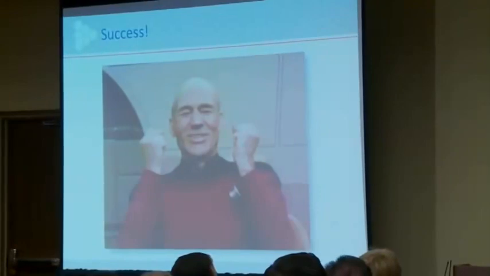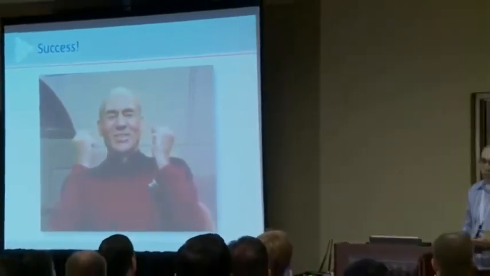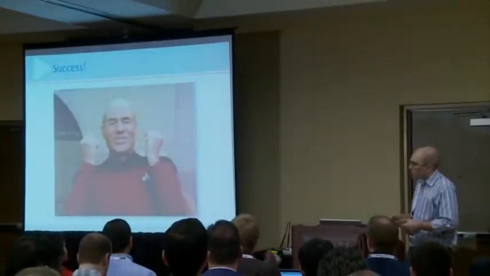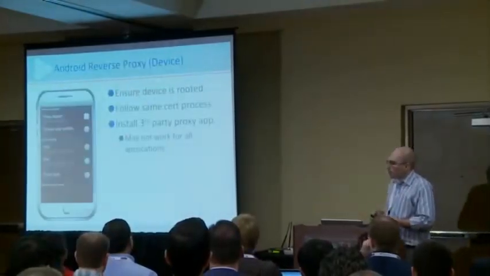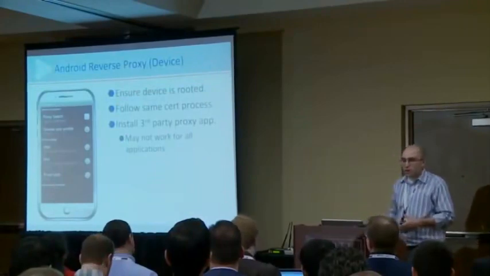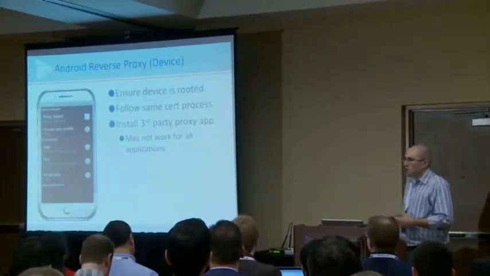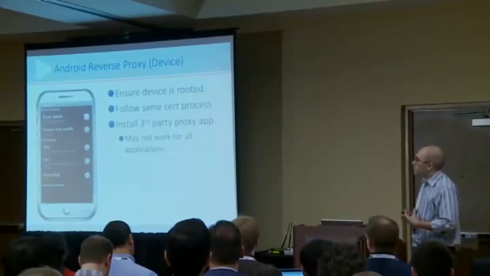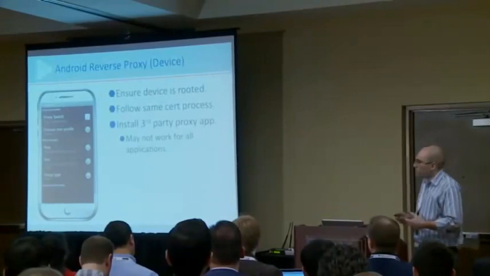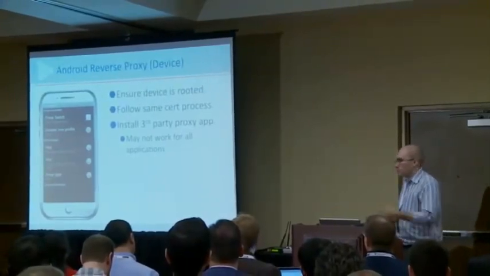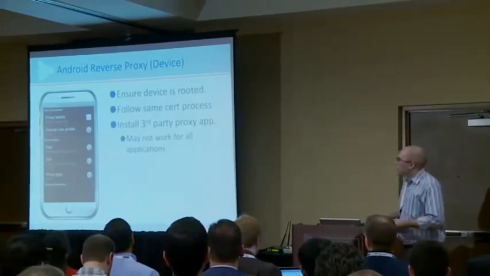Sometimes you need to test an application from a device, though. For whatever reason, it's not possible for you to test it in an emulator. So if you're going to do that, if you root the device and install the certificate in the same process, you just need to install a third-party app like Proxy Droid or something along those lines. There are several, to tell the device to use your proxy, which would be some location on your network.